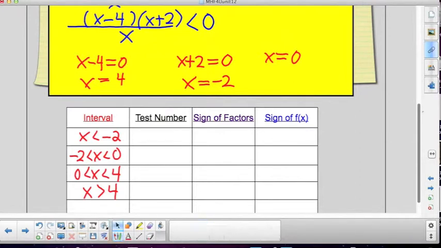When I say test number, you're going to pick any number in this interval. So when x is less than negative 2, I'm going to pick the number negative 3. In between negative 2 and 0, I'm going to pick negative 1. In between 0 and 4, I'm going to pick positive 1. And greater than 4, I'm going to pick positive 5. So any number in that interval.